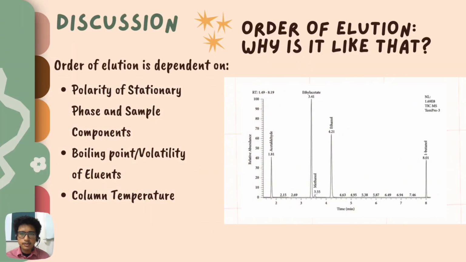Assalamualaikum, my name is Zulkurnain. I'll be explaining the discussions for our video presentation. So why is it that the order of elution is sorted out the way that it is? In gas chromatography, the order or rate of elution is dependent on multiple factors, such as the polarity of the column, the boiling point of the sample components, column temperature, and the flow rate of the gas. However, we will only focus on these 3 points in our discussion, which are the polarity of the stationary phase and sample components, the boiling point or volatility of the eluents, and the column temperature.